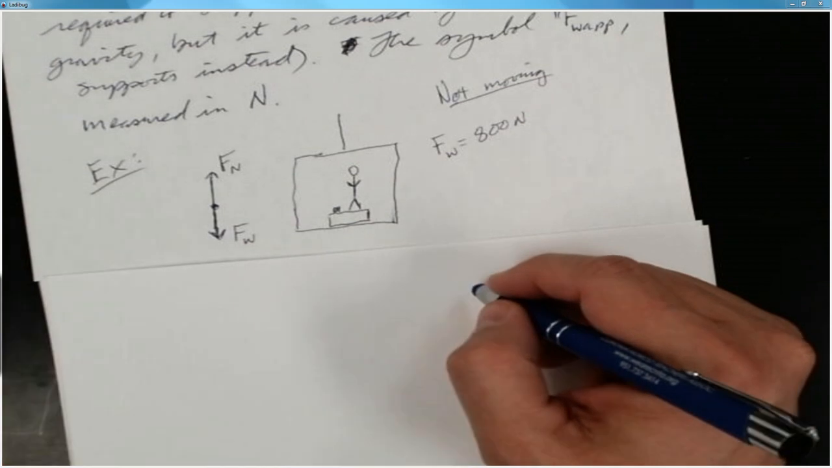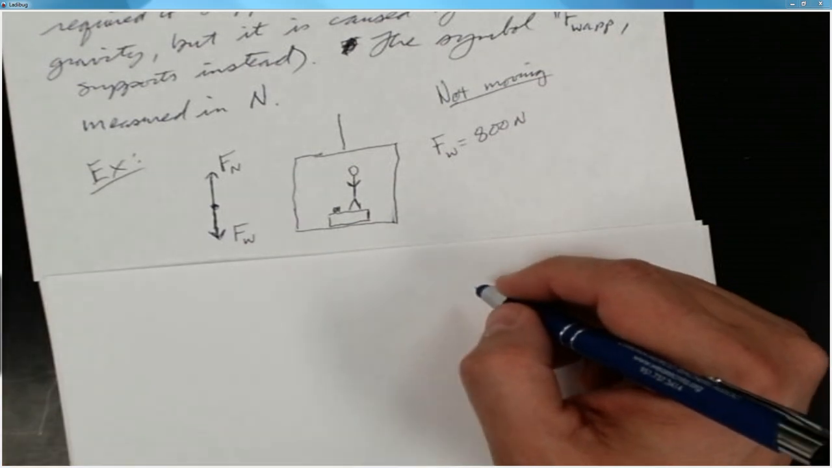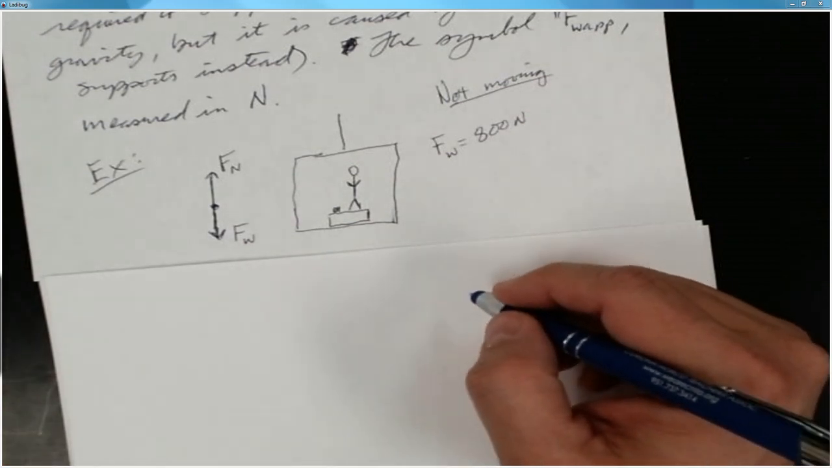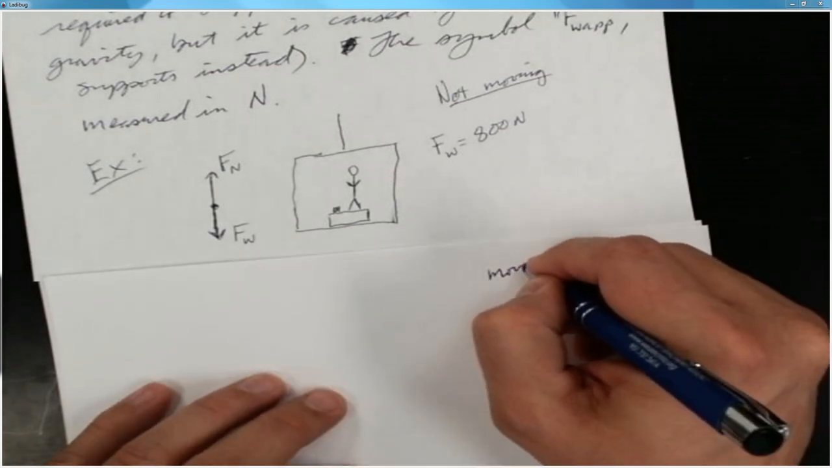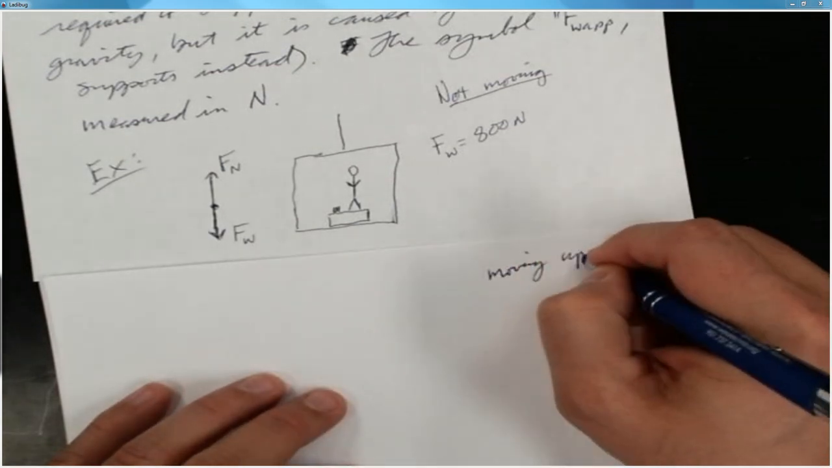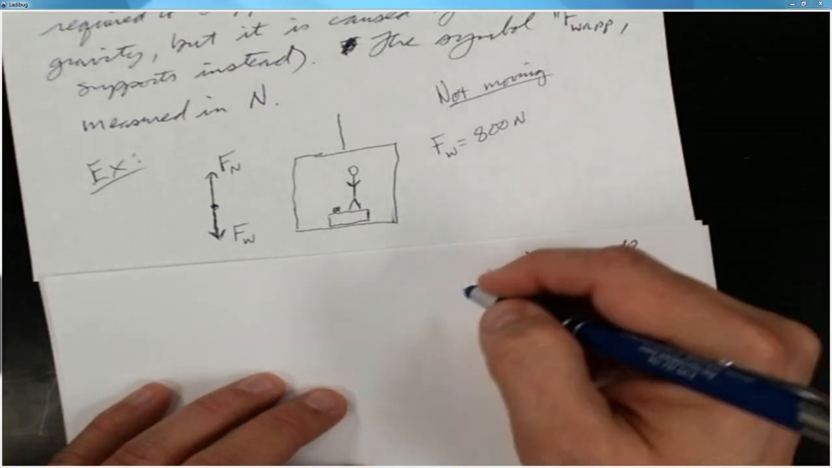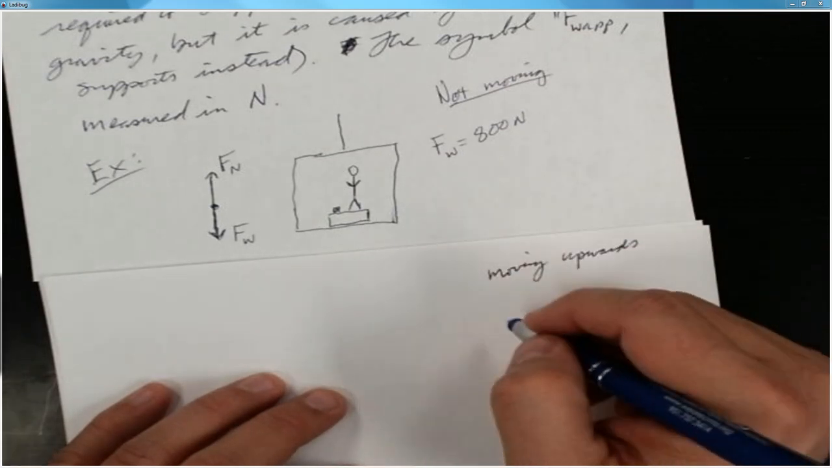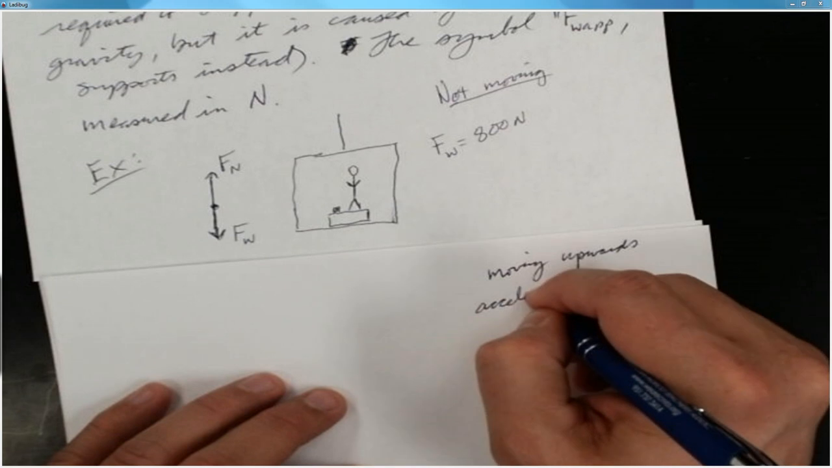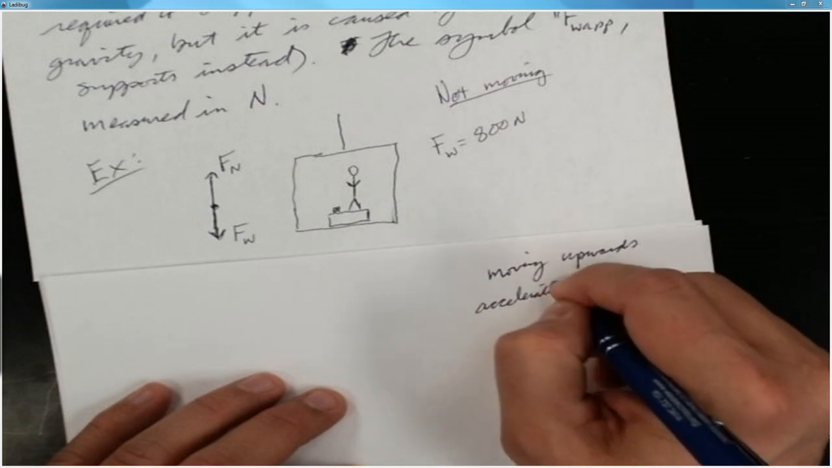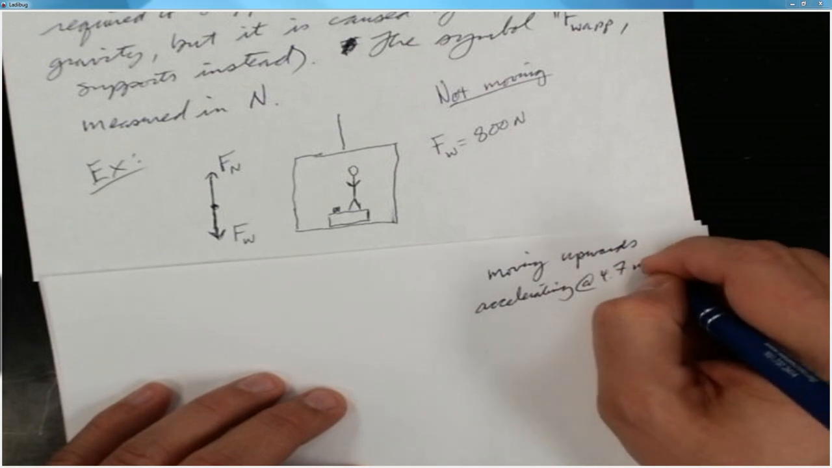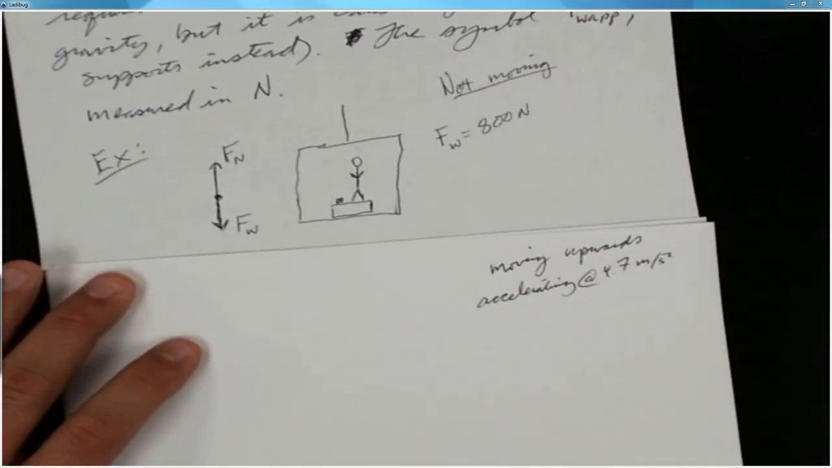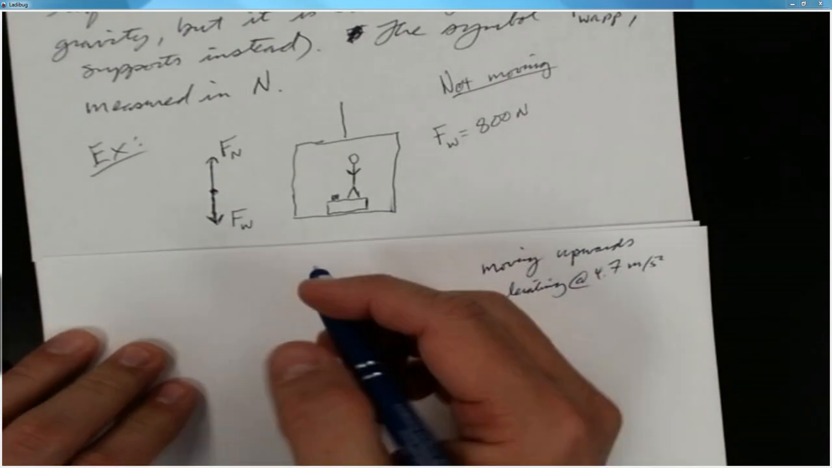So let's say that it is moving. I wrote this down before. Let's say the guy is moving upwards, accelerating at 4.7 meters per second squared. So this is going to look a little different now because he's not just sitting there in the elevator doing nothing. Now he's going to be going.